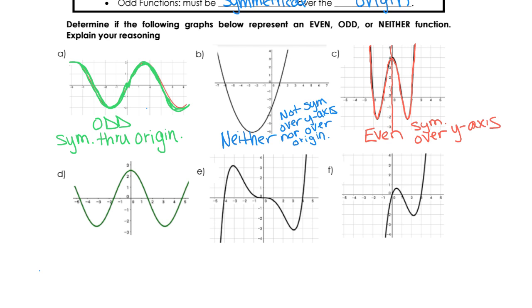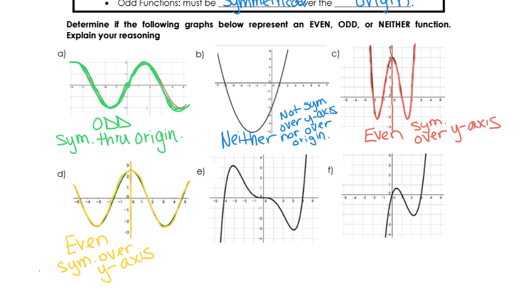Okay, part D. Looking at my graph, this also looks like the last one, where the y-axis seems to be a line of symmetry, that my graph on the right-hand side of the line is doing the same thing as my graph on the left-hand side. And so I'm going to go ahead and call this one even. Okay, it's even on both sides of the y-axis, or we could say that it's symmetrical over y-axis. Okay, next one up.